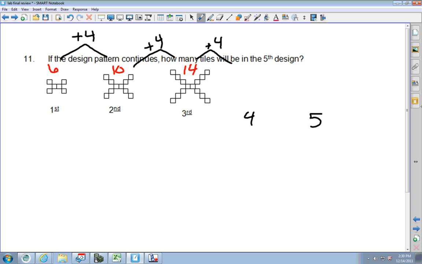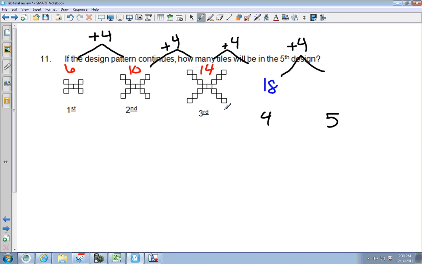It would be 18. And if you added 4 again, it would be 22. There we go. Okay, so your answer would be 22. There would be 22 tiles.